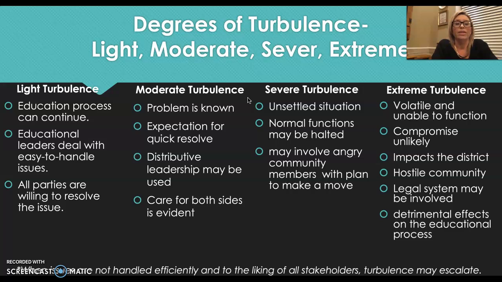The conflict or issue may involve angry community members that have a stronghold, and they may have a plan to move forward with the disagreement. When there is extreme turbulence in a school system, it may become volatile and unable to function. Compromise usually doesn't appear likely. The turbulence may go beyond school level and impact the district as well. Community involvement is hostile. The legal system may be involved, and turbulence leads to detrimental effects on the educational process. When issues are not handled efficiently and to the liking of all stakeholders, turbulence may escalate.